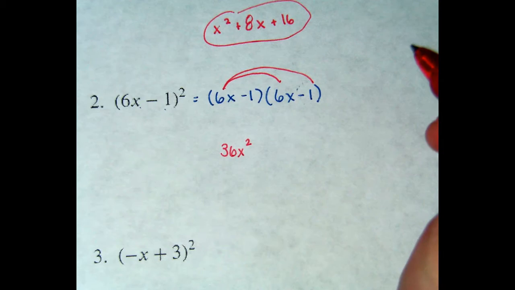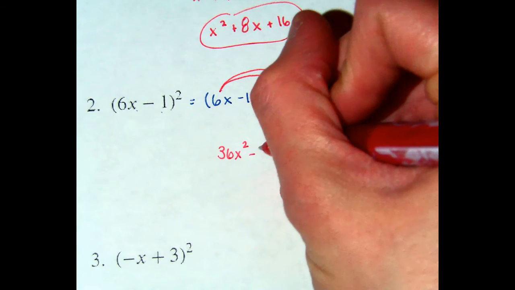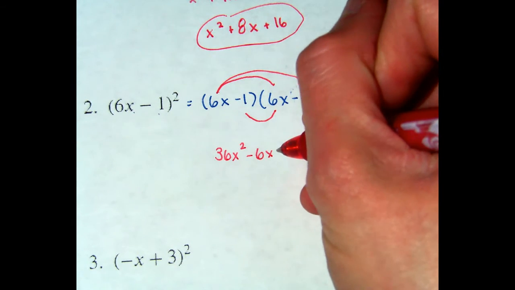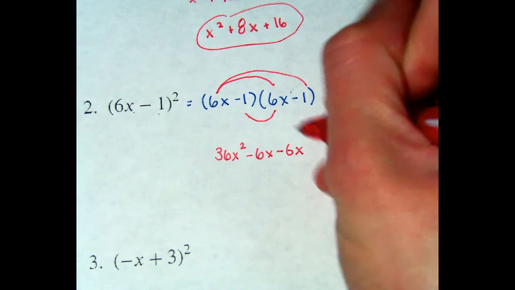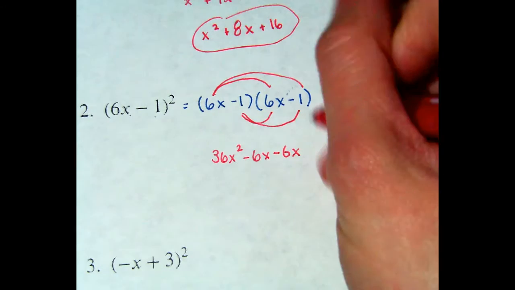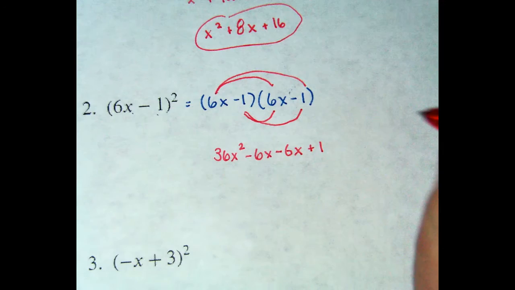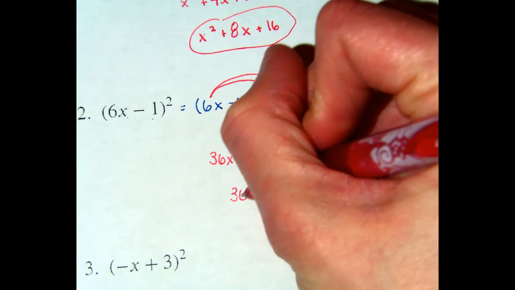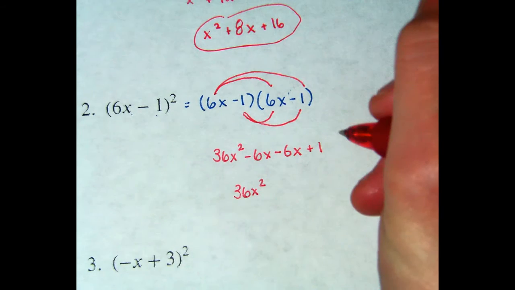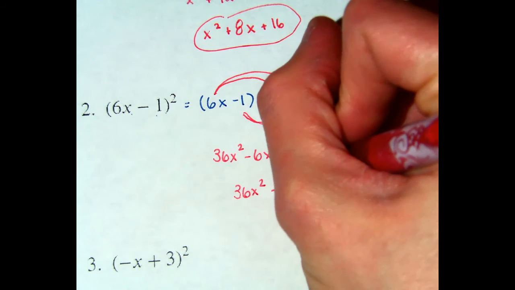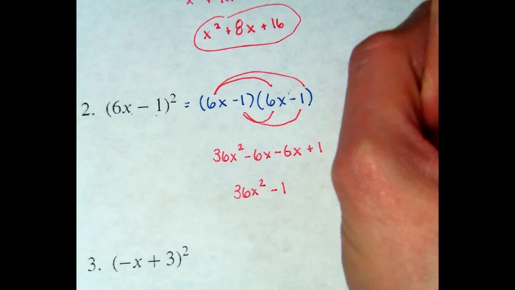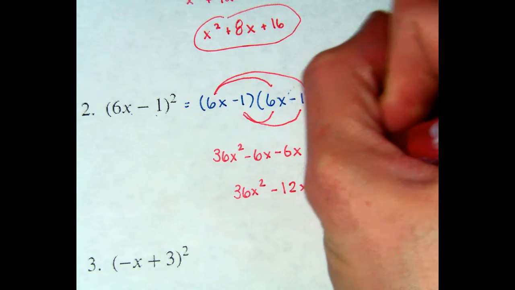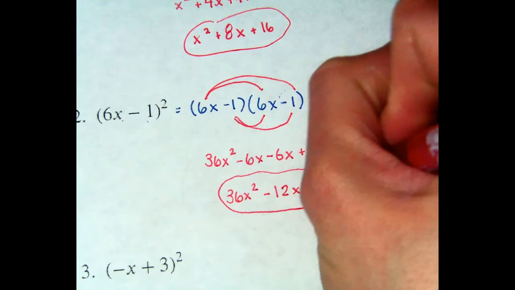6x times negative 1. Negative 1 times 6x. Okay, and negative 1 times negative 1. Then what? So 36x squared, then what? Plus 12? Minus 12x plus 1. I want you guys to do 3 and 4.